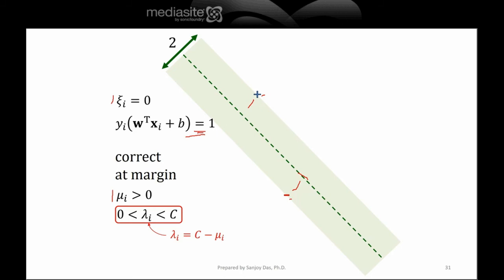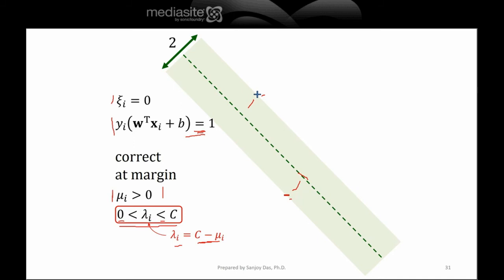But since mu I is greater than 0 and lambda I equals c minus mu I, therefore lambda I cannot be equal to c either. Lambda I is strictly greater than 0 because this is an active constraint, but lambda I cannot be equal to c because mu I is also greater than 0. So lambda I is exactly between 0 and c. It's not 0, it's not c. 0 is strictly less than lambda I, which is strictly less than c.